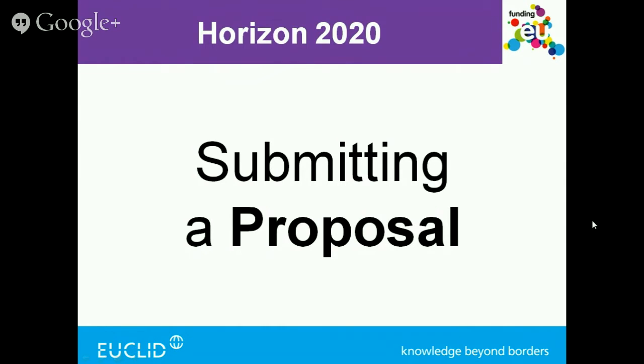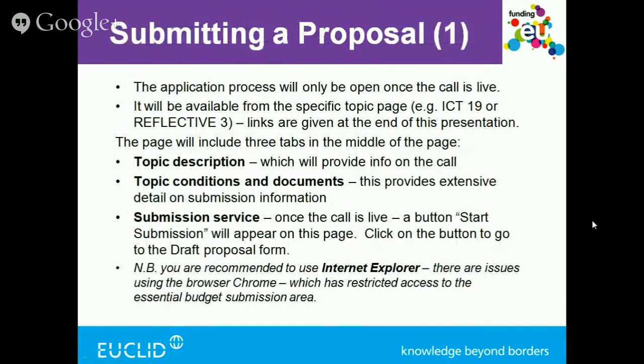Submitting a proposal. It's only open once the call is live. It comes from the specific topic page. So if you're going for a particular topic like ICT 19 or Reflective 3, then that's where you can access the particular application form. There are 3 tabs in the middle of the web page. One is the topic description, which provides information on the call. The conditions and documents tab is really detailed and extraordinarily complex in some cases, covering all the submission information.